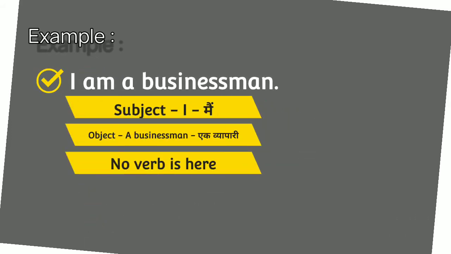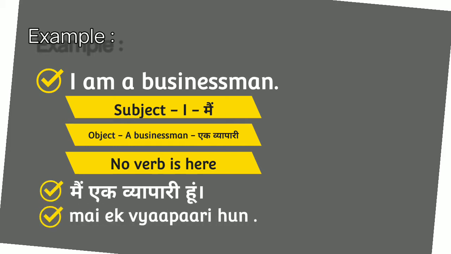Now we take another sentence, I am a businessman. So here subject I means मैं, object a businessman means एक व्यापारी, and no verb is here. So our Hindi sentence is मैं एक व्यापारी हूँ.